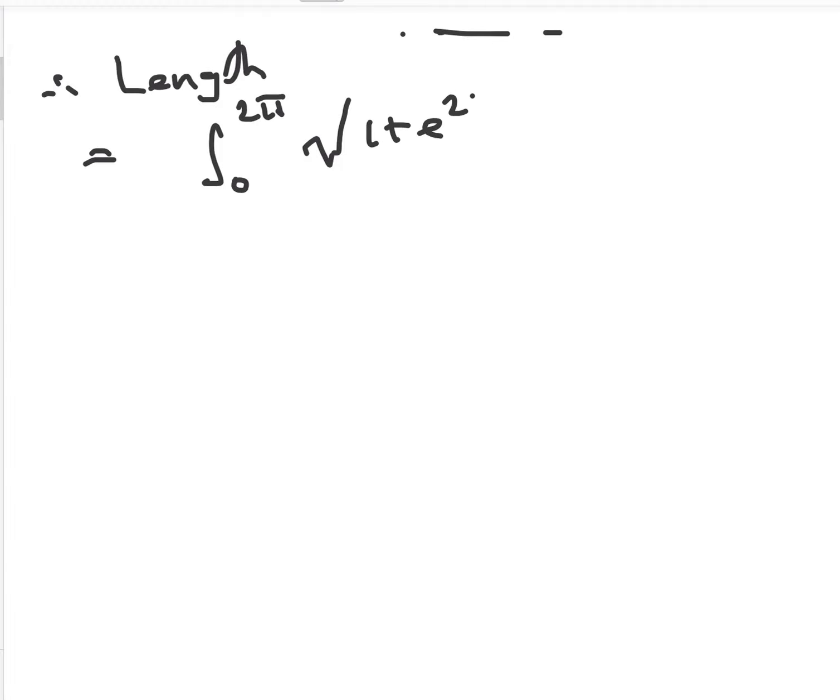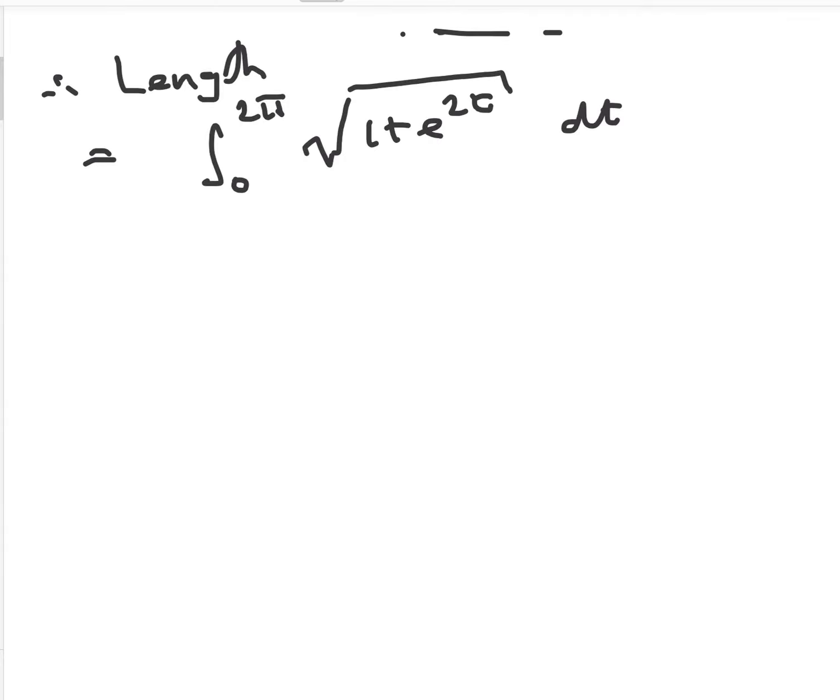Right. Therefore, the length is equal to the integral from 0 to 2 pi of the square root of 1 plus e to the 2t, integrated with respect to t. So this problem essentially is an integration problem. How to integrate this? There's various ways to integrate this.